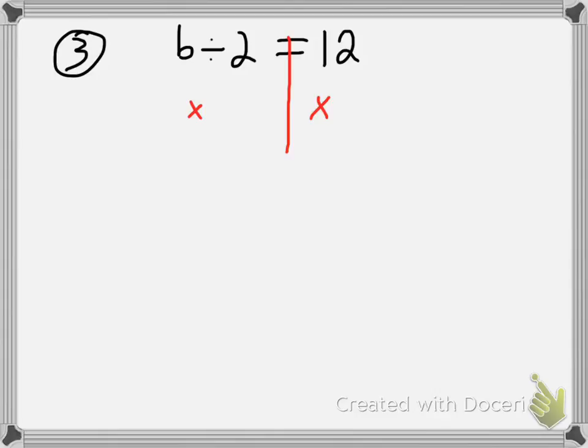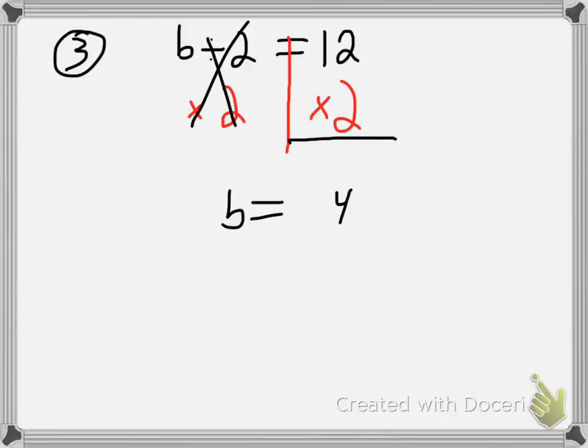Right now, if I'm dividing by 2, I know the opposite of that is to multiply by 2. Multiply by 2. Now as I go through, my divided by 2 and multiply by 2 end up canceling out. So I'm left with b equals. And on the right-hand side, I have 12 times 2. Well, 2 times 2 is 4. 1 times 2 is 2. 24.